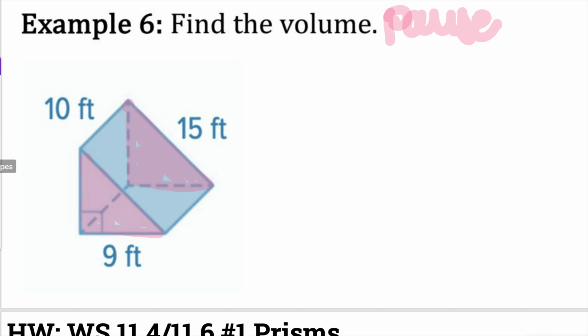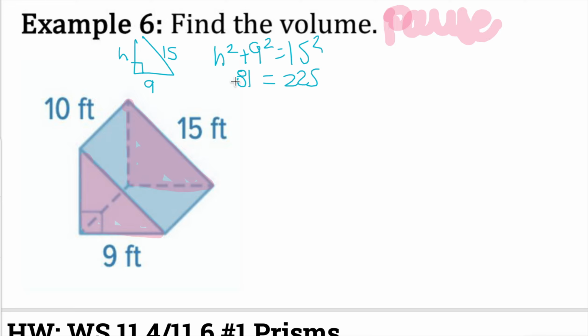Okay, so if you're thinking about finding the area of a triangle, you need base times height. I'm given 9 and I'm given 15, but unfortunately I don't have the height yet. So this is where I'm going to use my Pythagorean theorem. 8 squared plus 9 squared is equal to 15 squared, or 225 subtract 81. I'm going to get 144, so that means the height of this triangle's base is 12.